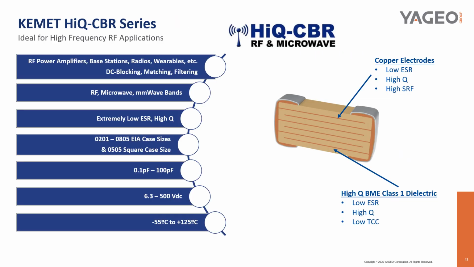Chemet launched the High-Q CBR series back in 2011 to aim at RF power amplifiers, base station radios, and wearables. Since then, we've added some voltage and capacitance extensions, and we will begin end-of-lifing the 0505 case size, but they are optimal for high-frequency RF.